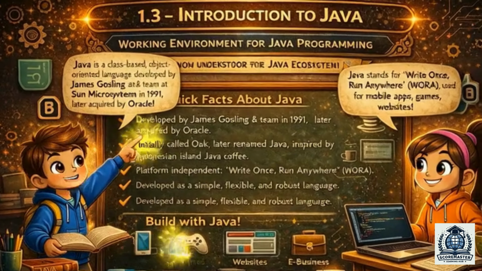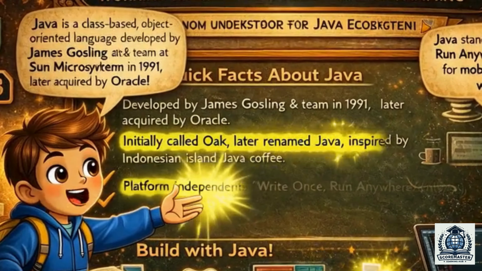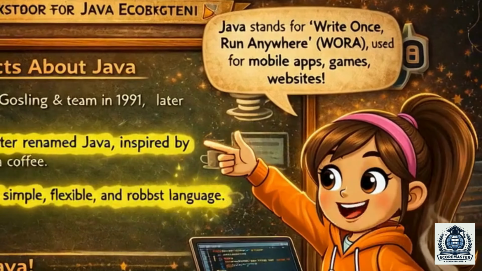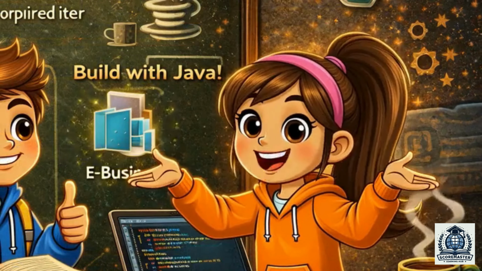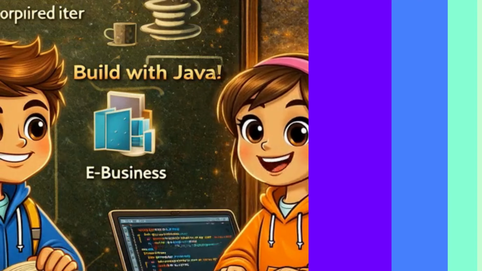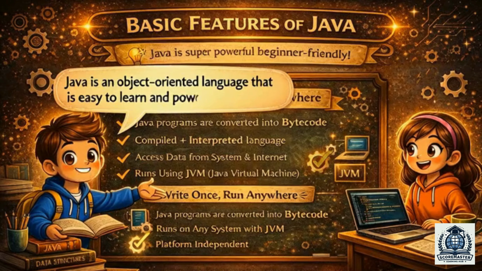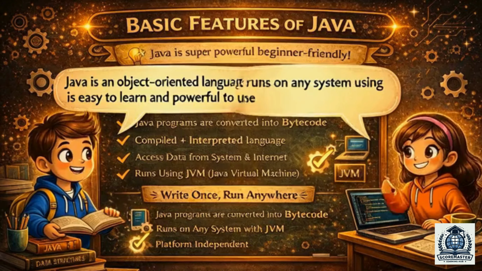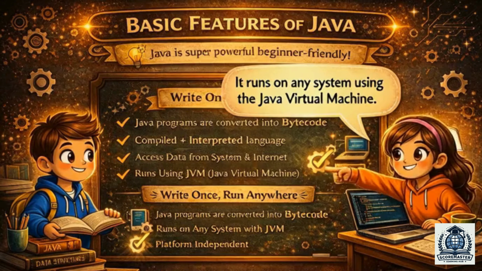Java is a powerful object-oriented language developed by James Gosling, making it platform-independent. Today, Java is widely used in apps, games, and web development. It is easy to learn and powerful to use. It runs on any system using the Java Virtual Machine.